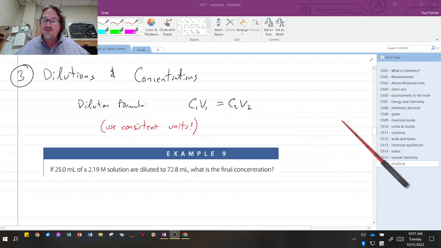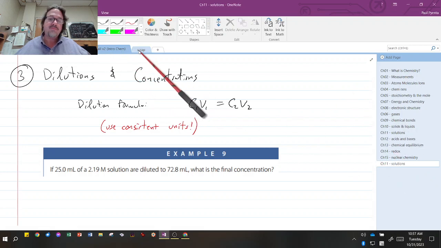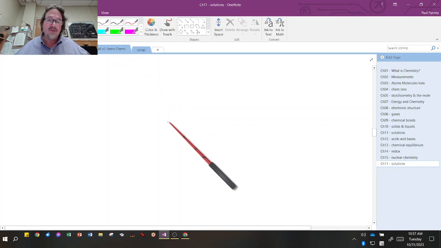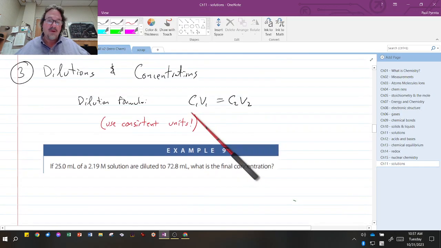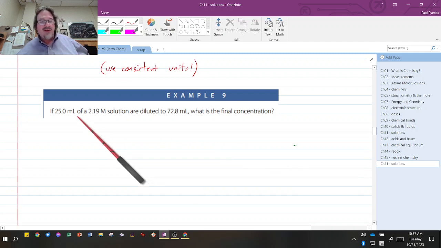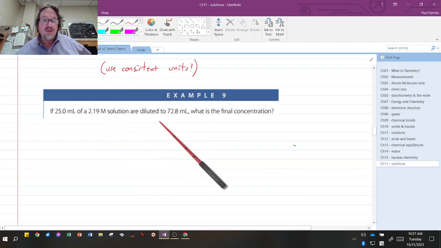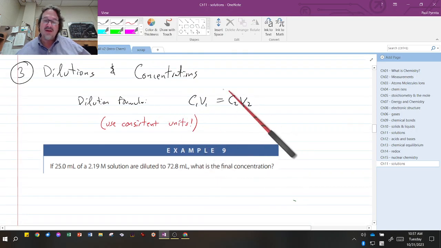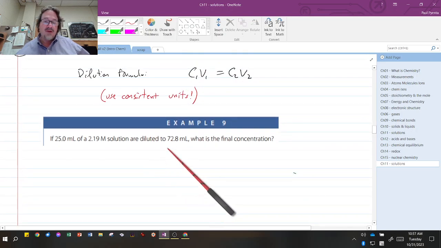So let's start off trying this. Let's try doing this first example 9. It says 25.0 milliliters of a 2.19 molar solution are diluted. So diluted right there, keyword, I'm thinking dilution formula, which is this right away. They're diluted to 72.8 milliliters. So see, I'm starting with a small volume, I'm adding water, and I'm getting a final larger volume. That makes sense. It says, what's that final concentration?